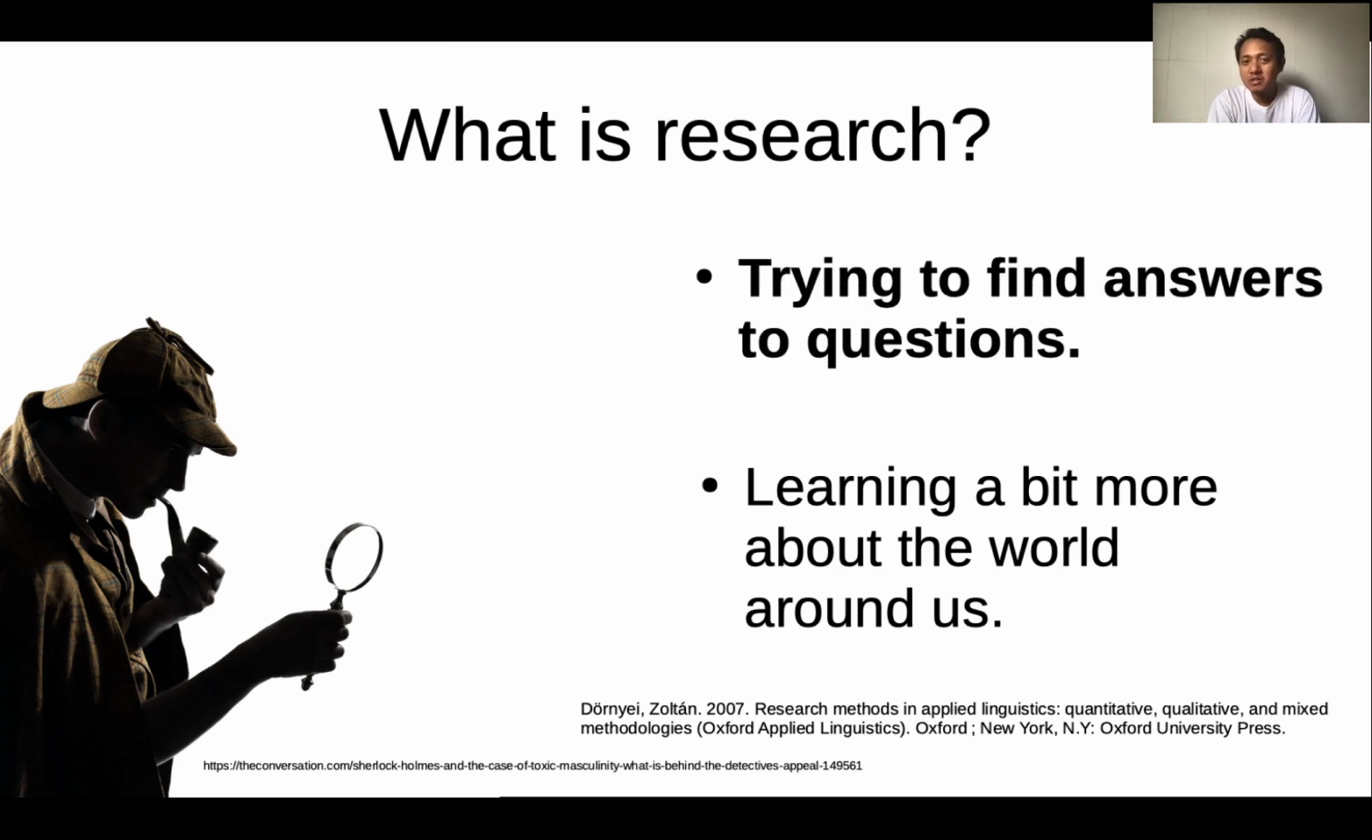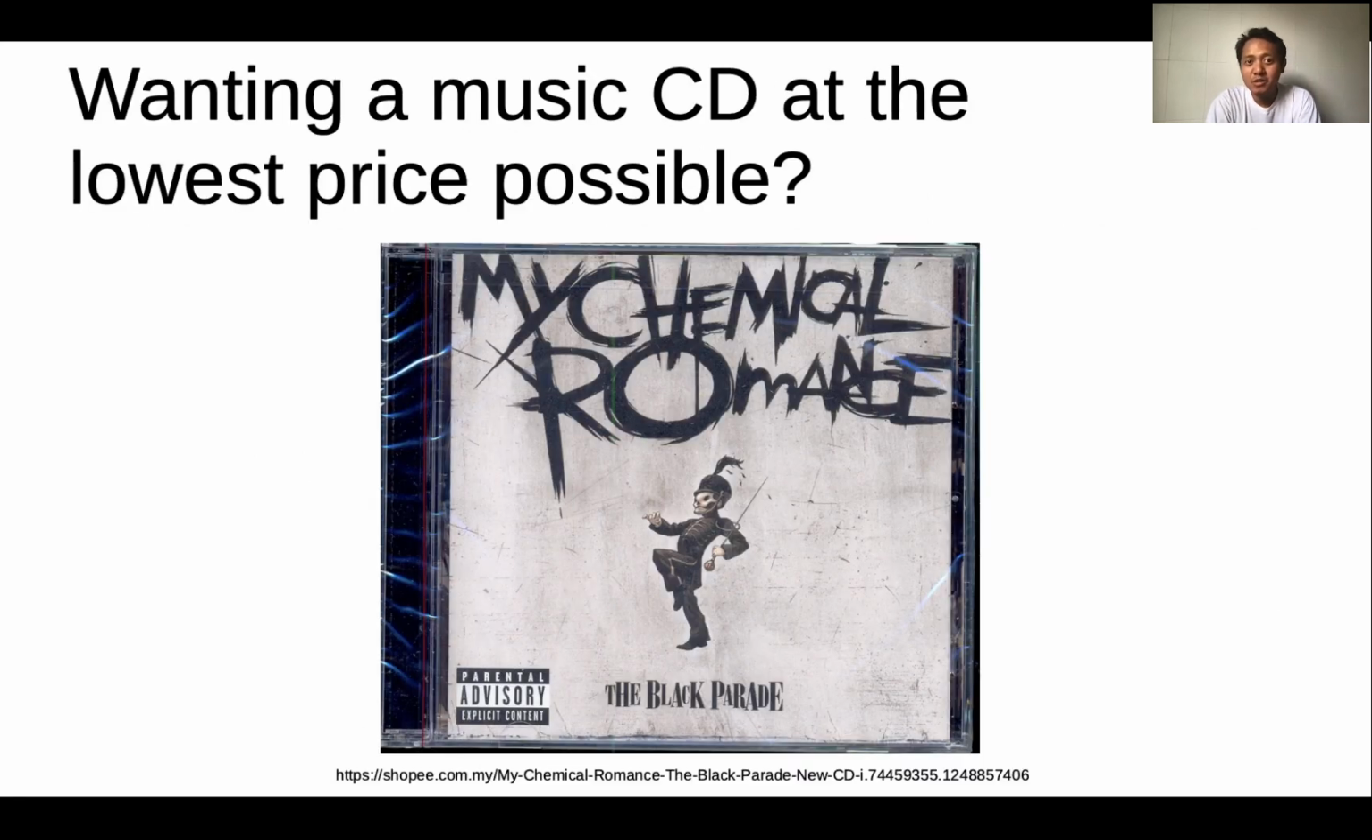Now, I would like to illustrate a bit more what is meant by finding answers to the question that we have. Imagine you want a music CD, but it should be the lowest price possible. Yeah, you want to buy a music CD with the lowest price possible. How can you go about finding the answer to this question? Let's say, where can I get a CD with the lowest price possible?